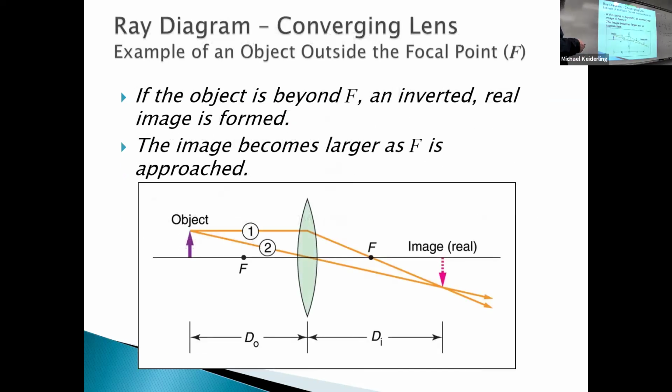You can also draw a line through the focal point of the lens on the far side that comes out parallel, and through the focal point on the near side that comes out parallel. So, if the object is beyond the focal length, an inverted real image is formed. The image becomes larger as the focal point is approached.